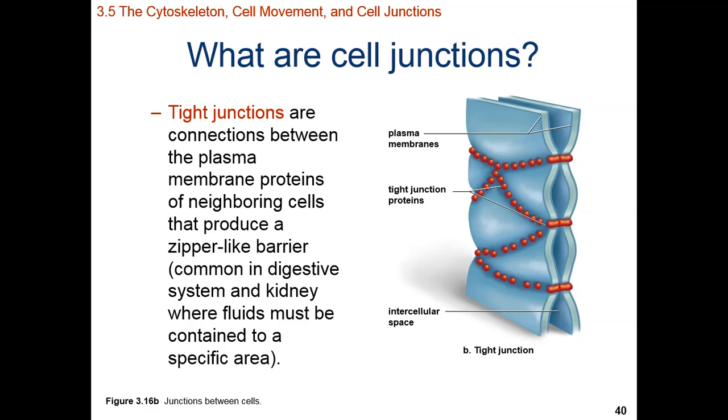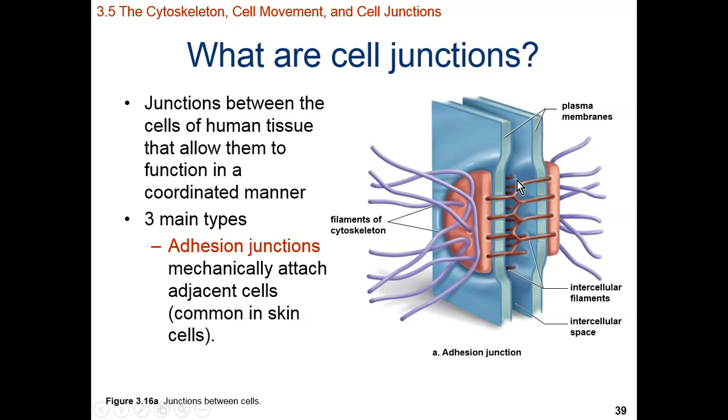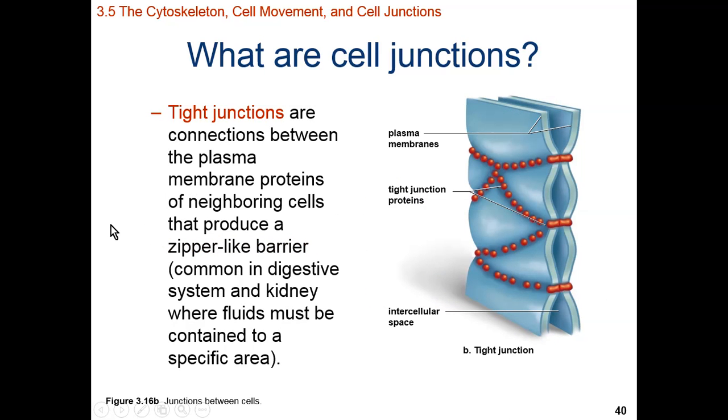We also have tight junctions. Tight junctions cause the plasma membranes of cells to be directly linked to each other. Because these tight junctions directly link plasma membranes to each other, as opposed to the adhesion junctions, which allow for a gap in between the plasma membranes, these tight junctions form a waterproof barrier. So they're very common in the digestive system, where we don't want our digestive enzymes to get out and digest the rest of our body, or our kidneys, where we need to have lots of fluids being isolated from each other.